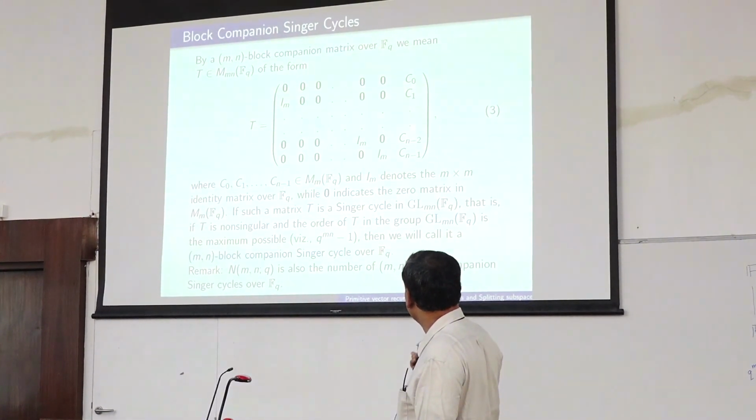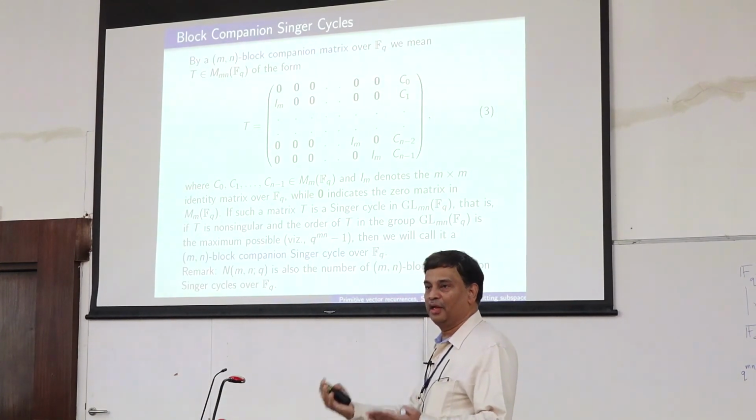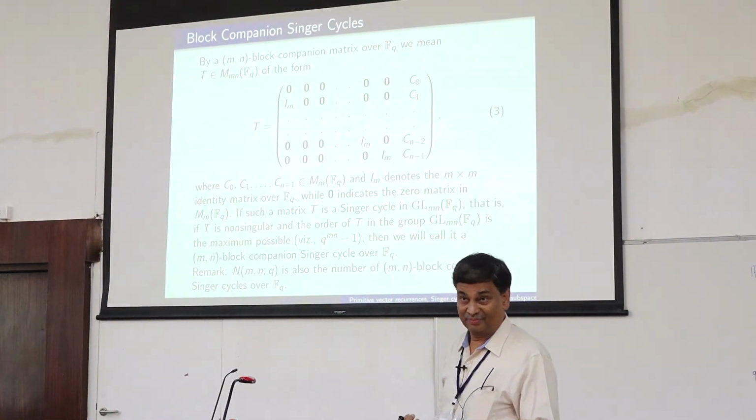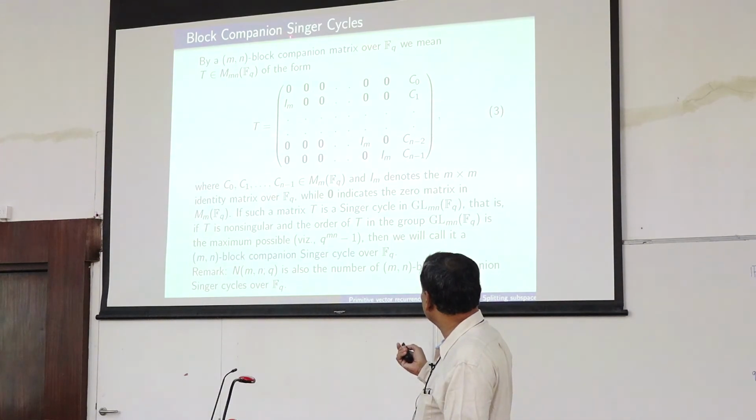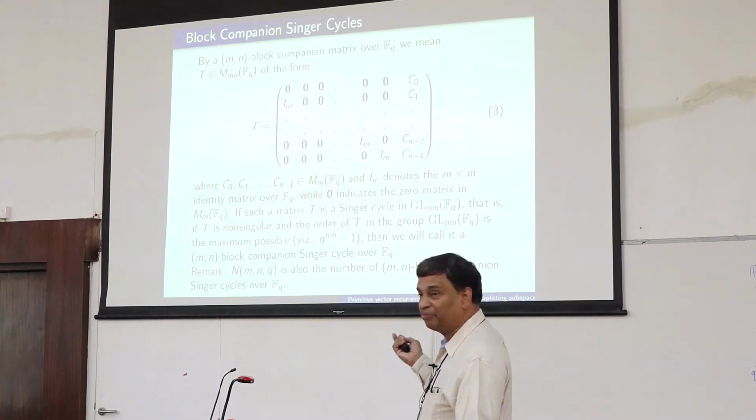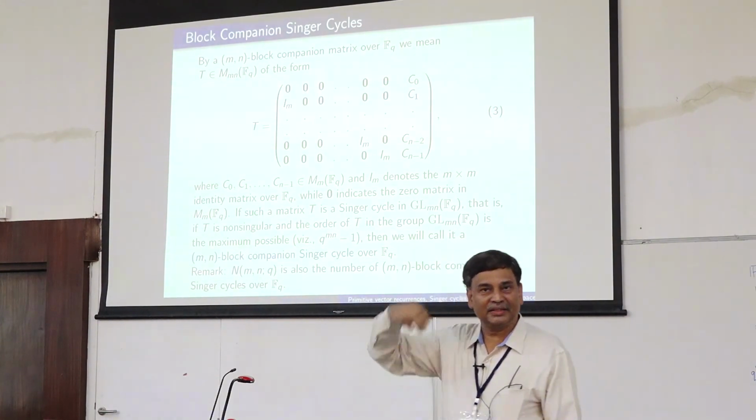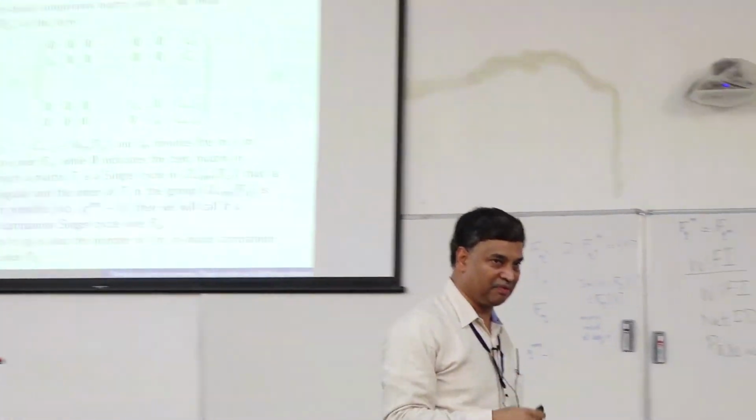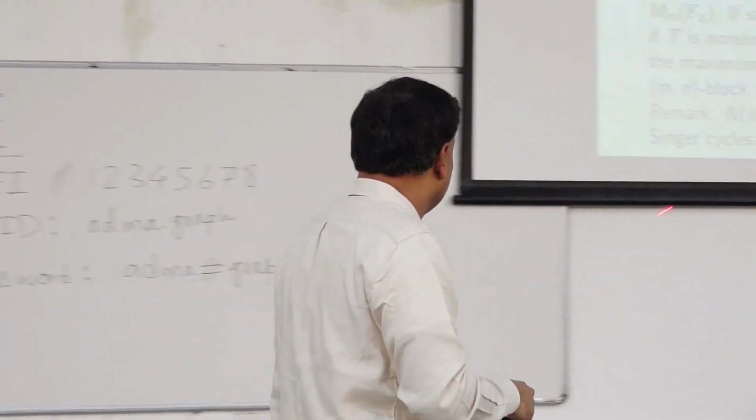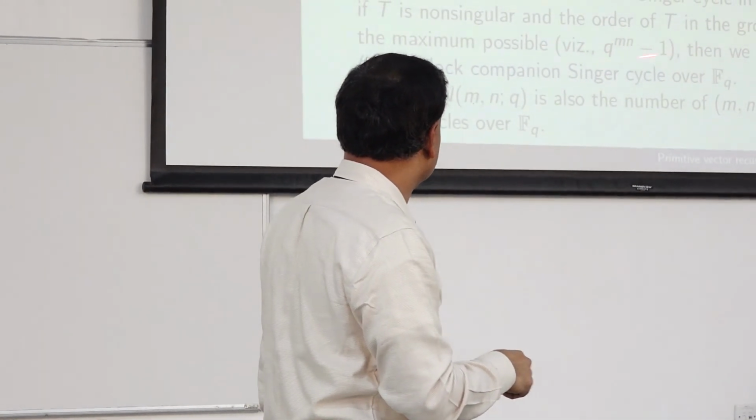So, when it is non-singular, it is an element of GL(mn, Fq). I will call this block companion matrix a block companion Singer cycle if that matrix is a Singer cycle, which means it has the maximum possible order in GL(mn, Fq). Very good. That is q to the mn minus 1.